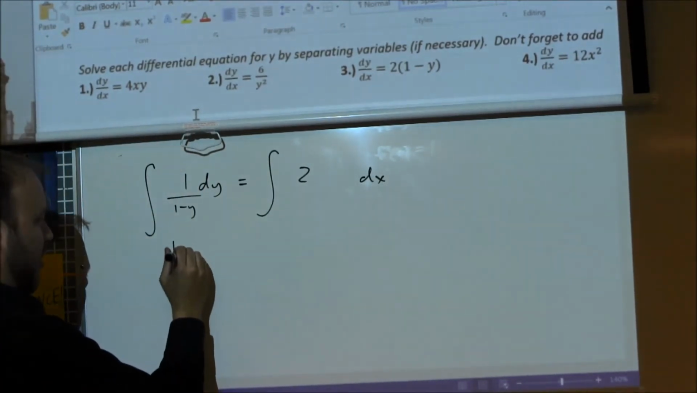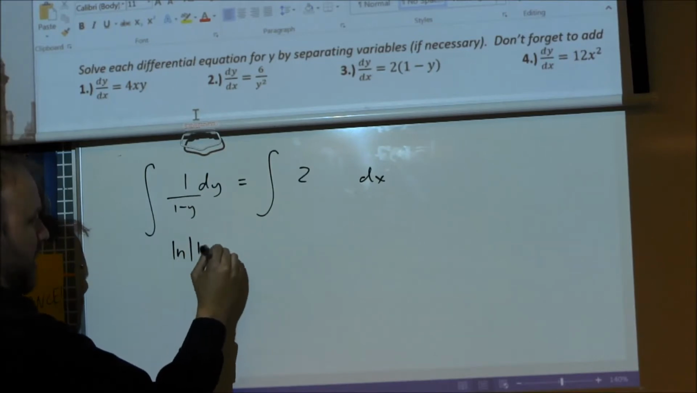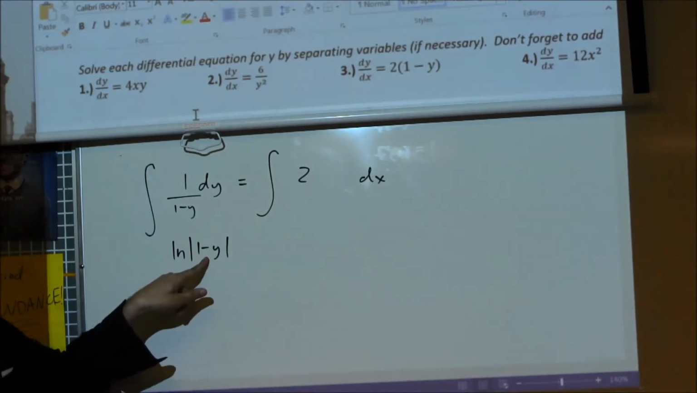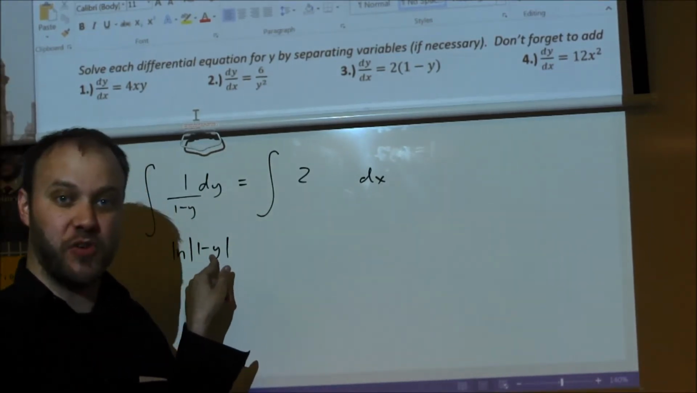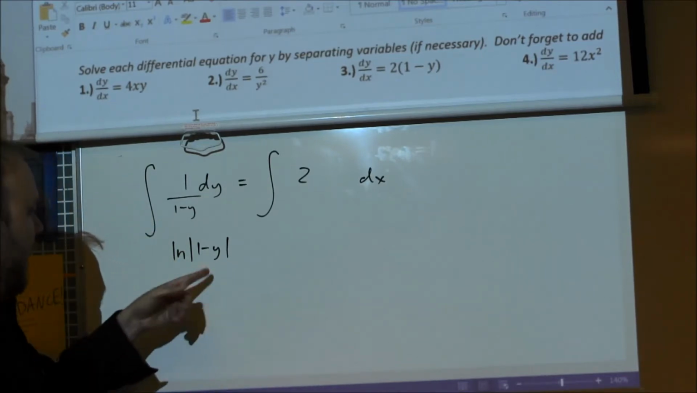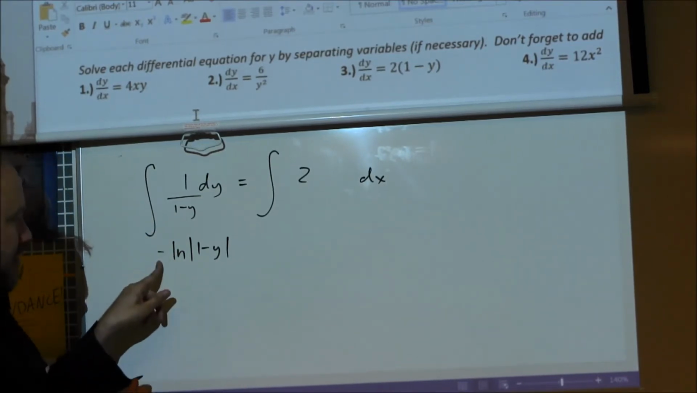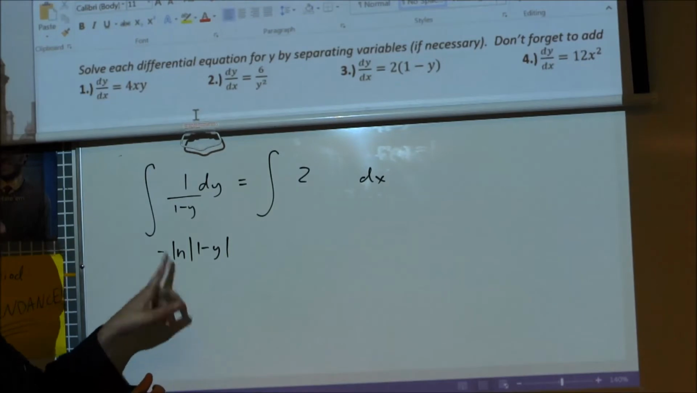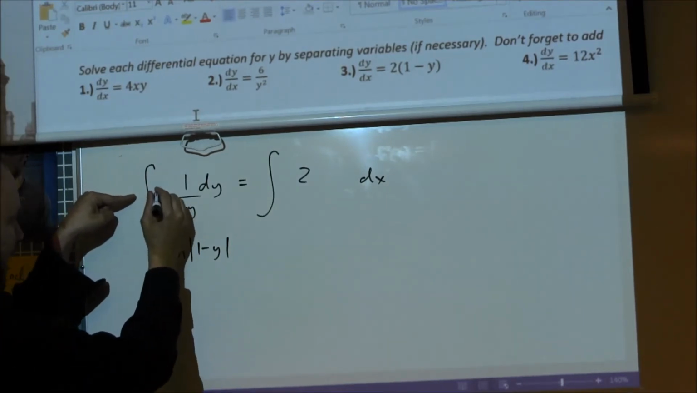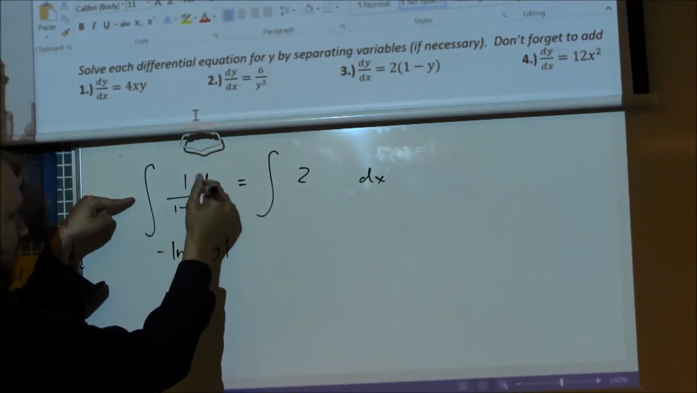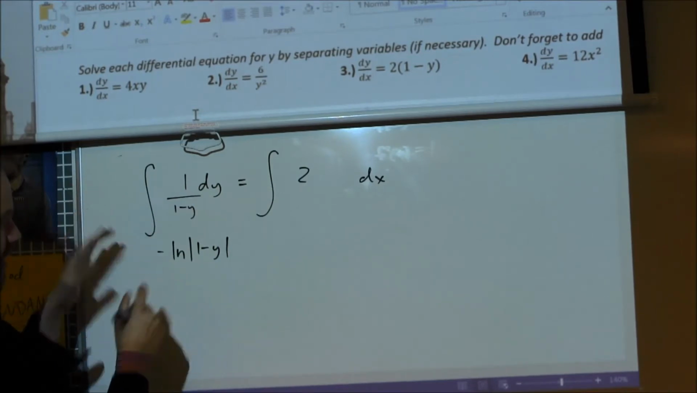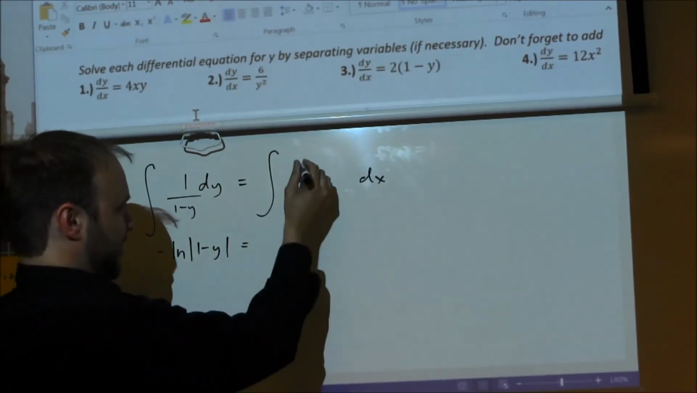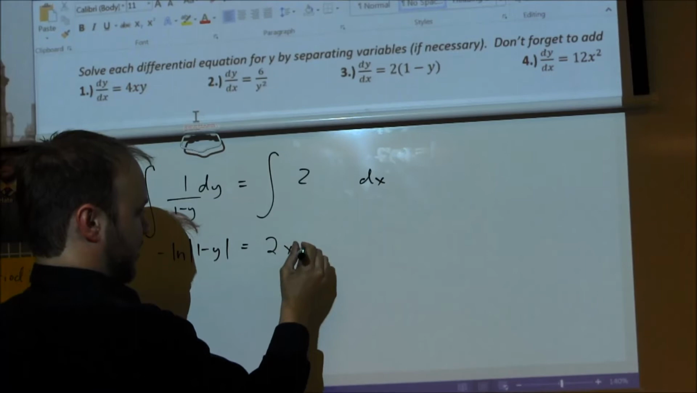It's going to be a natural log of the inside function, 1 minus y. Be careful, your derivative of your inside function there is -1, so you are going to need to apply the chain rule. And so that's going to give you a negative natural log of 1 minus y. Technically, you need a -1 in here as part of your derivative of your inside function, so you have to balance it with the -1. On the other side here, that integral, of course, is just going to be 2x.